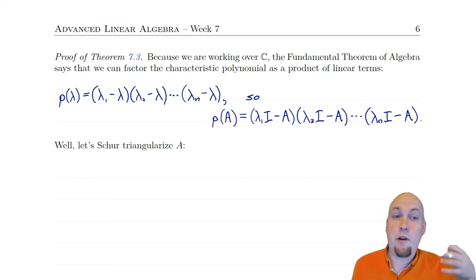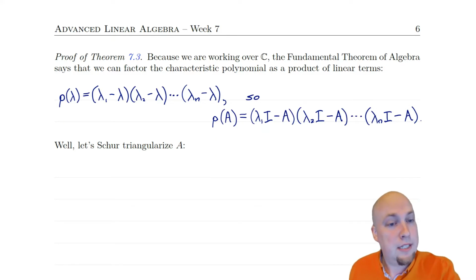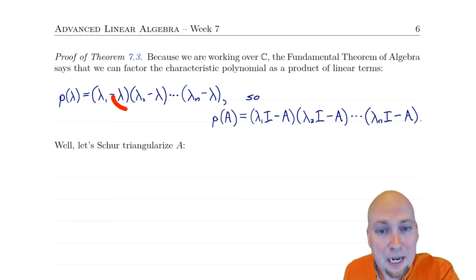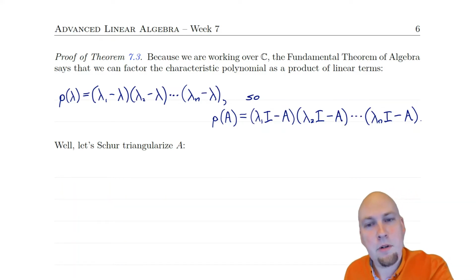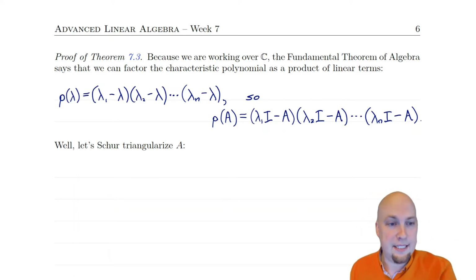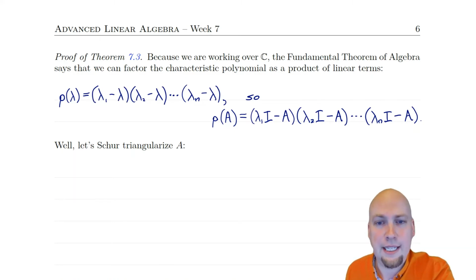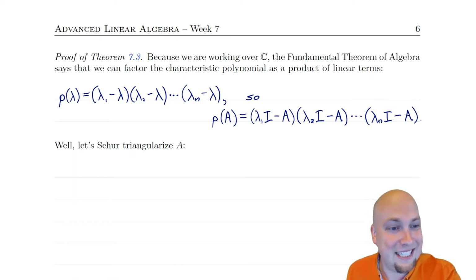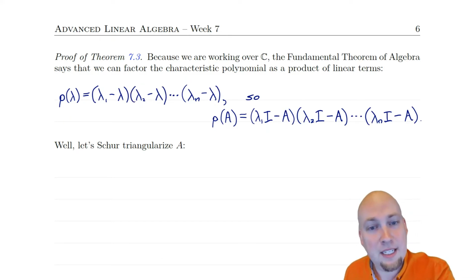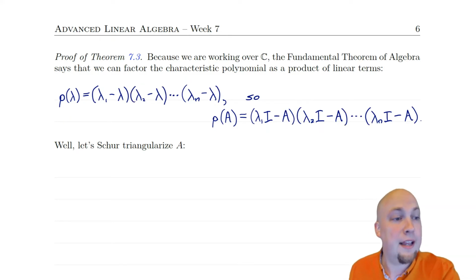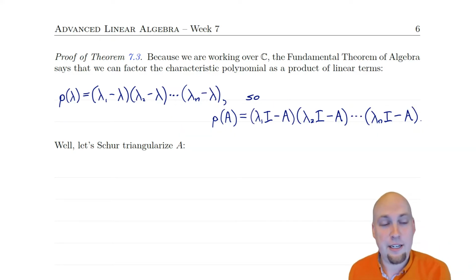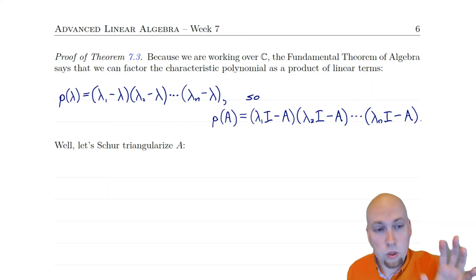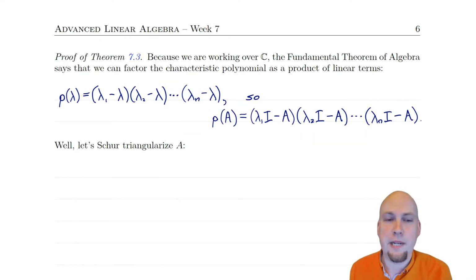Okay, so what happens if we plug the matrix into that polynomial? Well, each power of lambda just gets replaced by A, so all these lambdas become A's. And then remember, scalars just turn into identities, right? So lambda 1 minus lambda becomes lambda 1 identity minus A, times lambda 2 minus lambda, which becomes lambda 2 identity minus A, and so on down the line. So this is the matrix that we're going to get if we plug A into the characteristic polynomial. Our goal is to show that this matrix is the zero matrix.